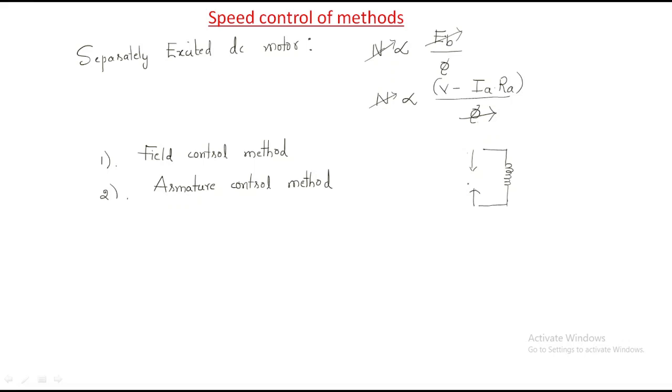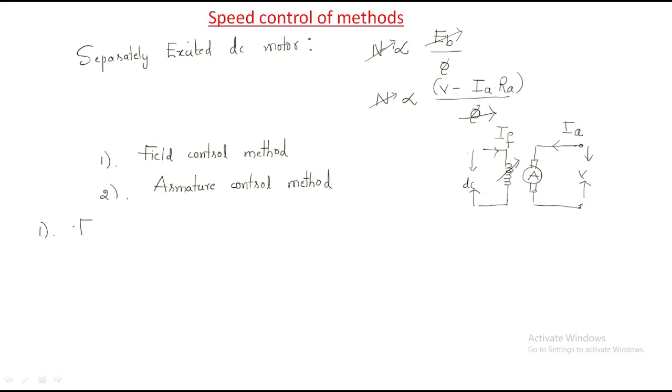The separate DC supply will produce some flux, this field current, and we have the armature. This armature is given to the supply. Armature is represented with A, and the supply is the applied voltage, and this armature will take the armature current. So by varying the field, we can control the speed of the armature. By varying the armature side, we can control it like that. First method, field rheostat, field control method.